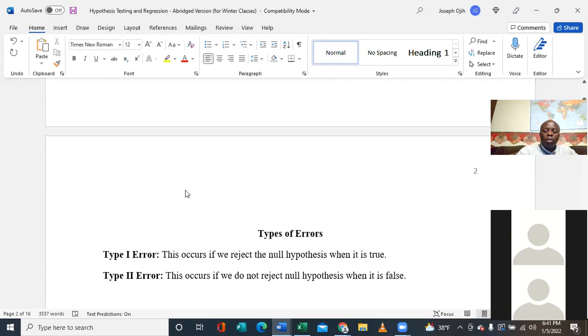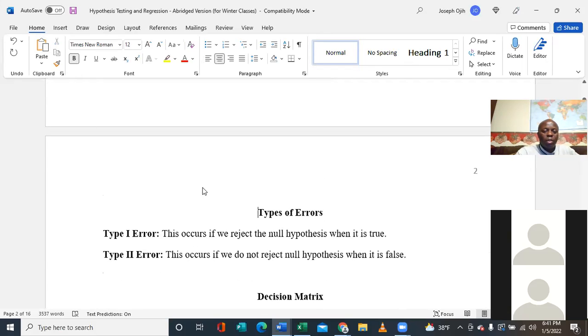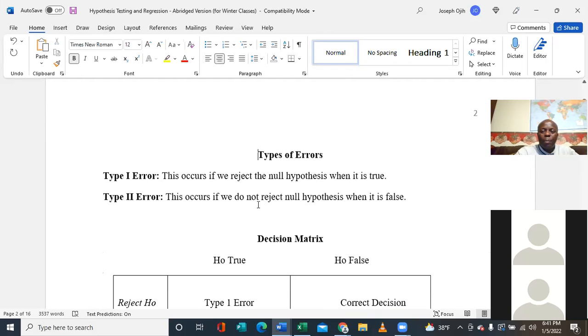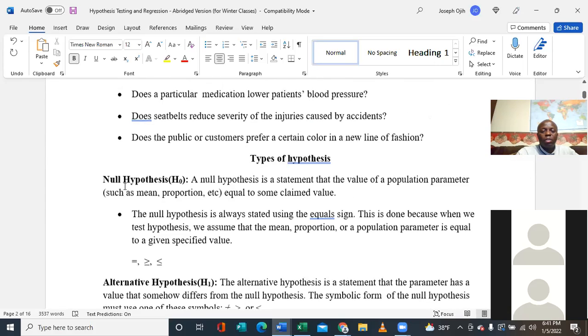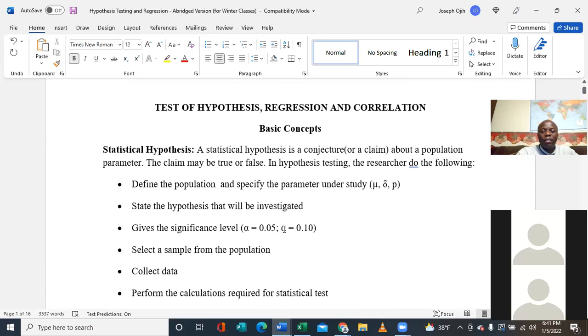Now, of course, we are human beings. Not only humans, even machines commit errors. So there are types of error we commit when we do hypothesis testing. The type 1 error occurs if you reject a true null hypothesis. So when it is true and we reject it, we have committed a type 1 error. The probability of committing a type 1 error is what is called alpha. That is the significance level.